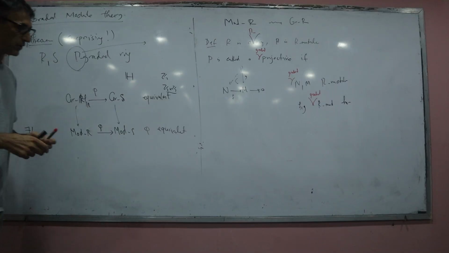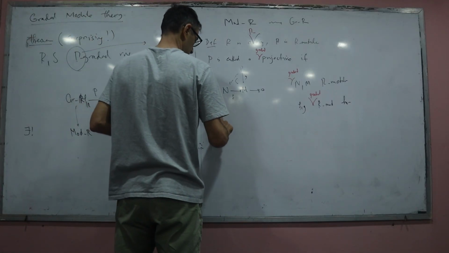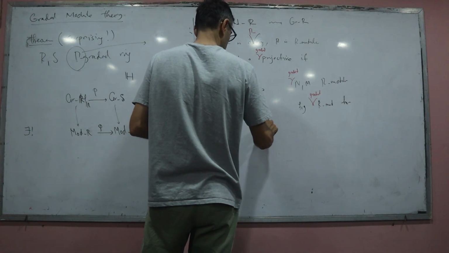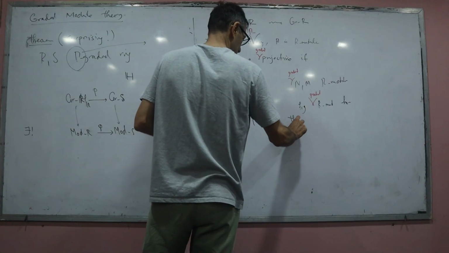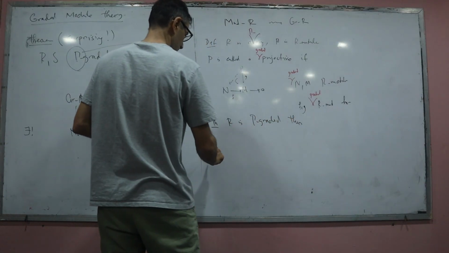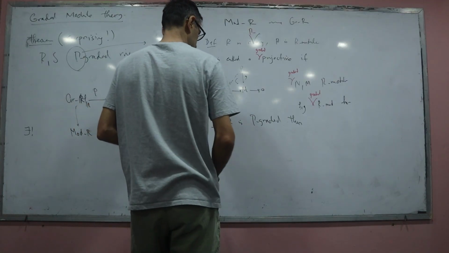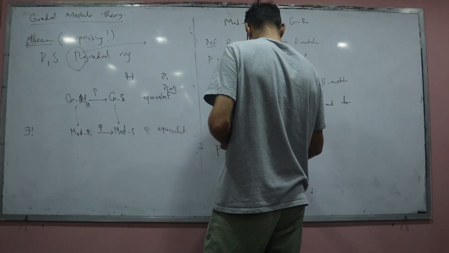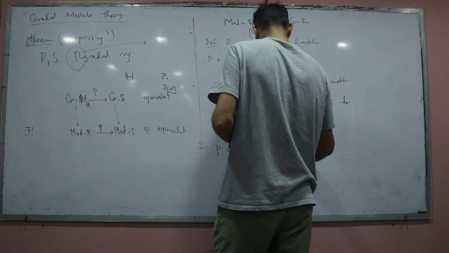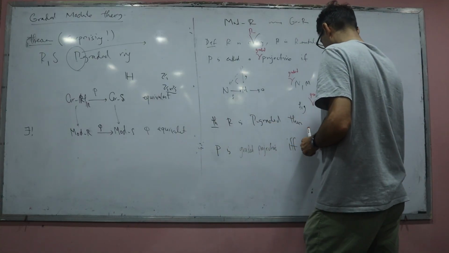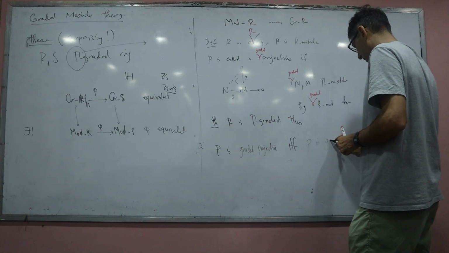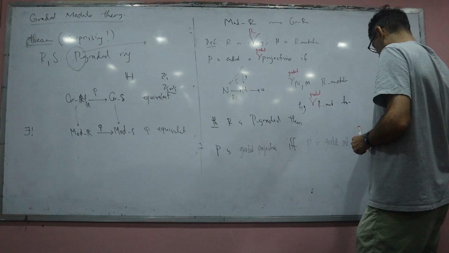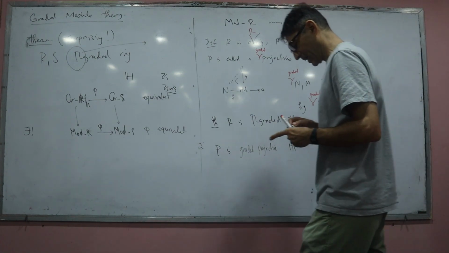So let me just write this down, theorem. This happens only for this case. So R is gamma graded, then P is graded projective if and only if P is graded and projective. Let's see if we understand this.